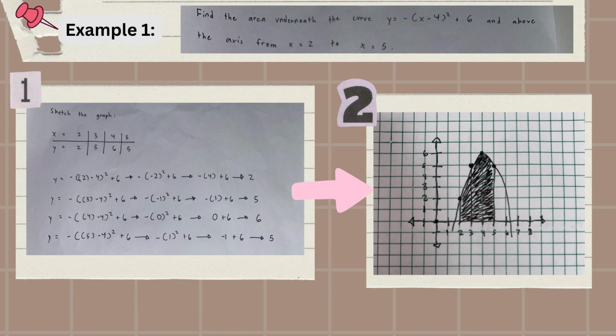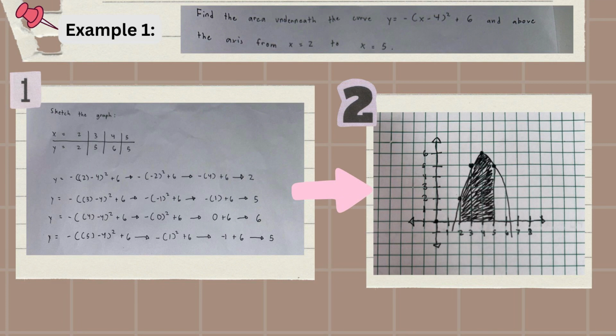Find the area underneath the curve y equals negative (x minus 4) squared plus 6, and above the axis from x equals 2 to x equals 5. So first we sketch the graph. x equals 2, 3, 4, and 5.